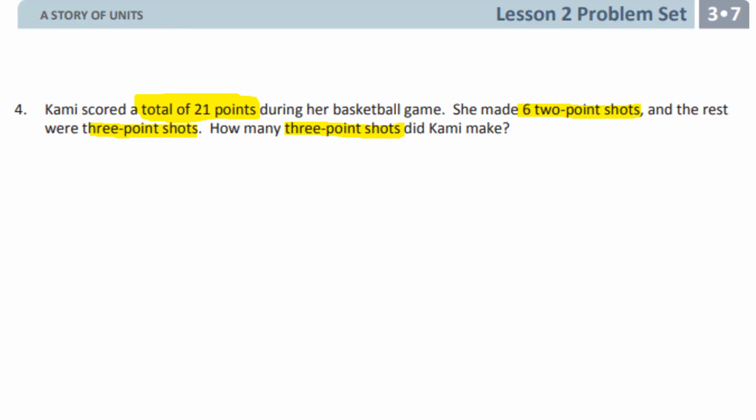All right, so for this problem, you're going to be doing all the steps on your own. So for this one, look, Cami scored a total of 21 points during her basketball game. She made 6 two-point shots. So remember, there's 6 of them, but they're worth 2 points. And then the rest were 3-point shots. How many 3-point shots did Cami make?